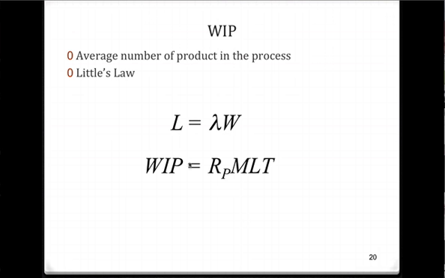Now, of course, if I look at my system as a whole, my R sub P, my production rate, will be based upon the bottleneck workstation. And I would have to know something about my manufacturing lead time, the time from when I enter the system and exit the system. Based upon those two values, I can calculate the amount of work in process.